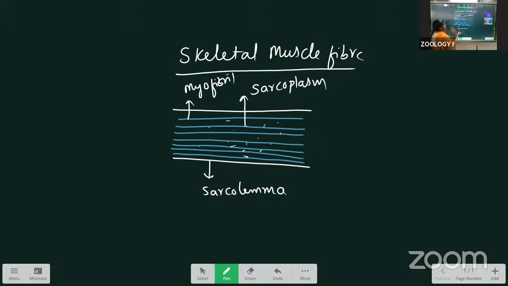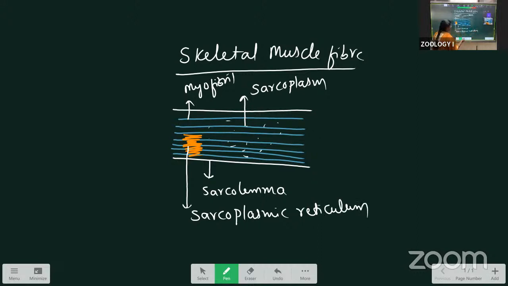Also here the endoplasmic reticulum is present, which we call the sarcoplasmic reticulum. Inside the muscle the mitochondria are also present. Instead of mitochondria, here we call them sarcosomes.